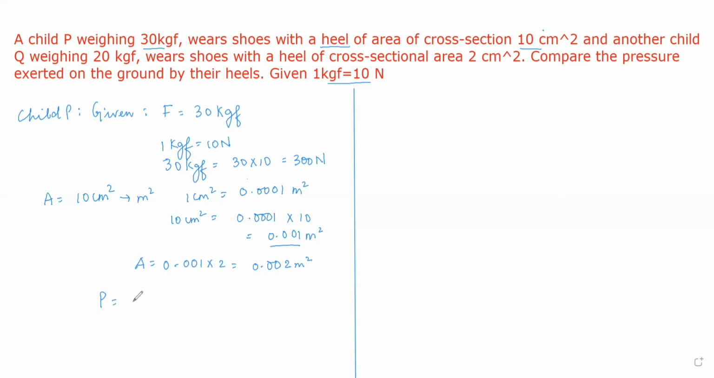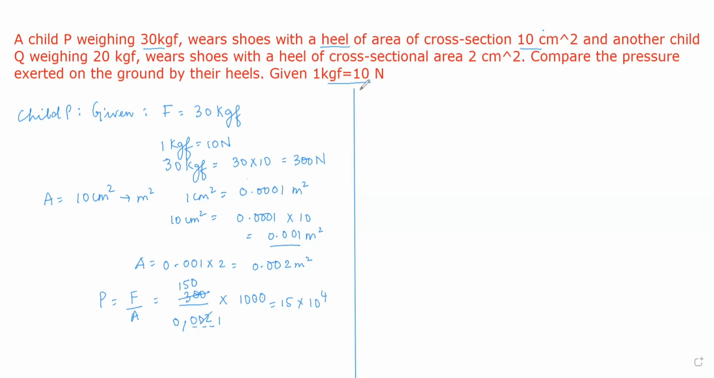So we know the formula for pressure. Pressure is equals to force by area. Force is 300. Area is 0.002. If I remove this point, there are 3 digits after the point, so we will add 3 zeros. Now let's solve this. So 2 ones are 2 and 2 fives are 10, 2 times 150 is 300. So we will be getting the value 15 into, let's count the number of zeros, 1, 2, 3, 4. So 15 into 10 to the power 4.